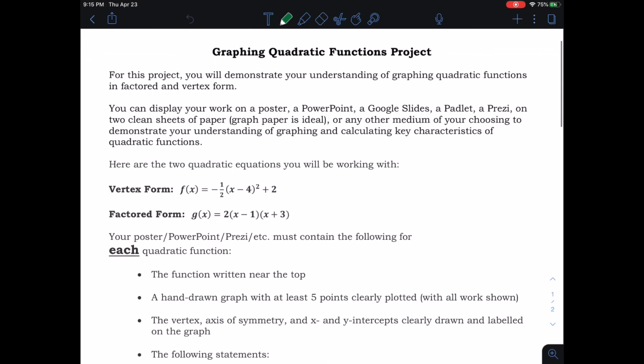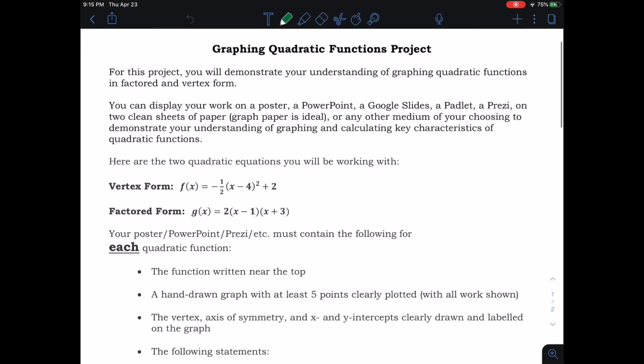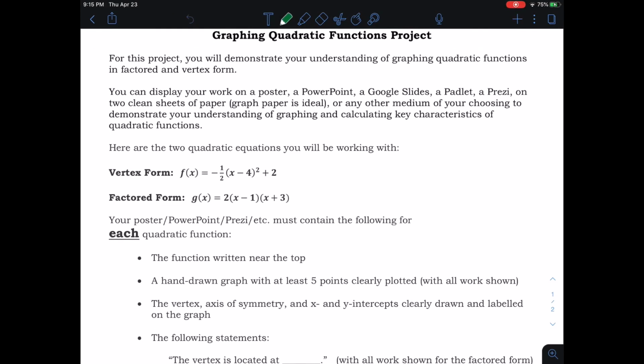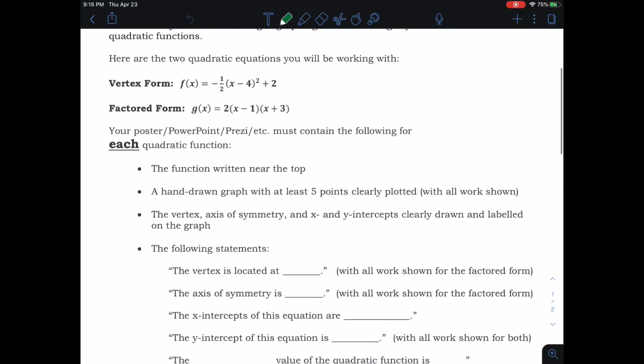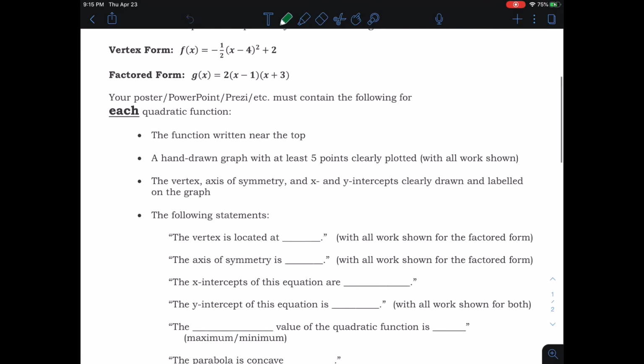So we have an extra credit project, where you're going to be graphing quadratic functions, okay? Essentially, the idea is you can create a poster, a PowerPoint, a Google Slides, a Padlet, a Prezi, or just get 2 clean sheets of paper, preferably graph paper, and you can complete this project by graphing and calculating key characteristics. So these are the 2 functions you're going to be dealing with. The first one is in vertex form. The second one is in factored form.